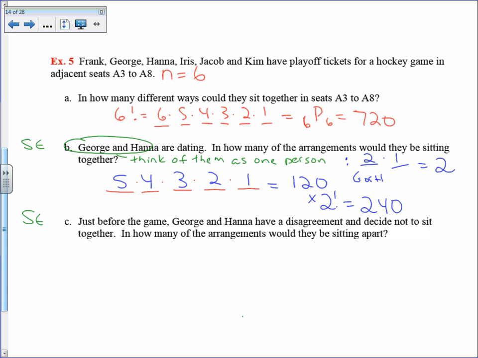If it was a triplet, we do the same thing, right? If there were 3 people, let's say it was George, Hannah, and Kim, then it'd be 4 factorial here times 3 factorial.